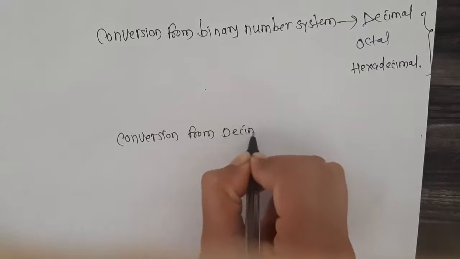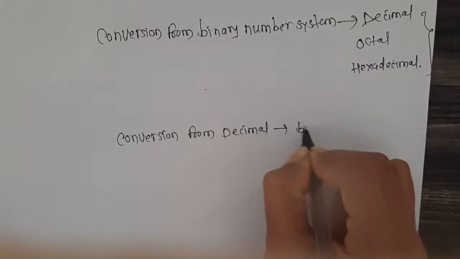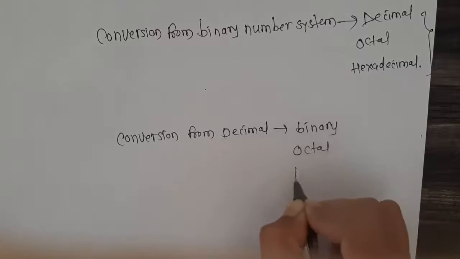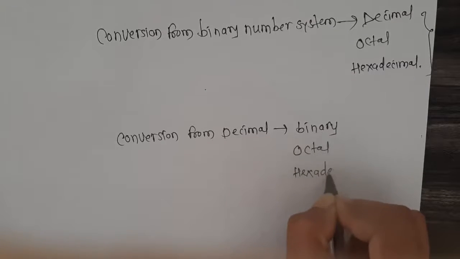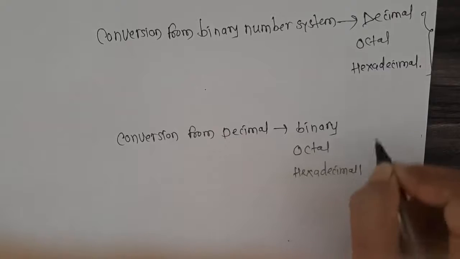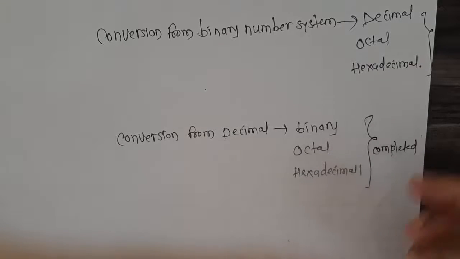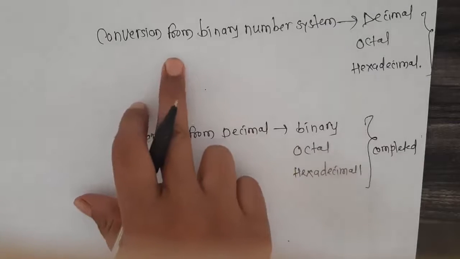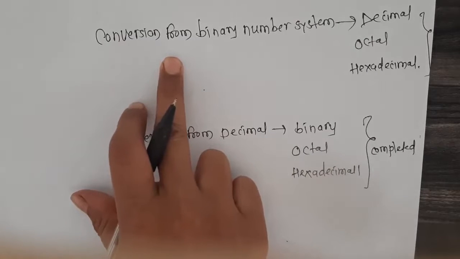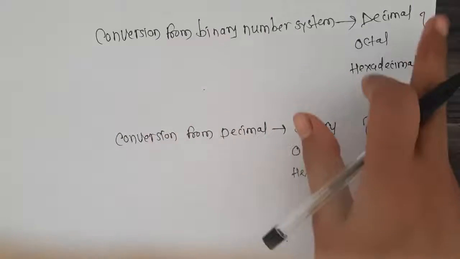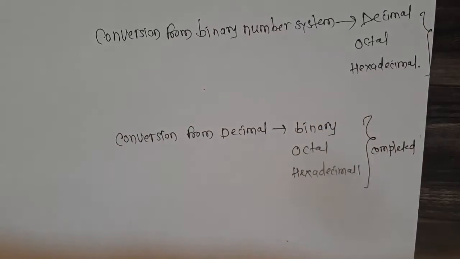And we completed our 3 conversions, that is, conversion from decimal to binary, octal, and hexadecimal. These 3 conversions we have seen. So we completed these 3 conversions, and from tomorrow's lecture, from the next lecture, we are going to start the next conversion, that is, from binary to other number systems. Thank you.